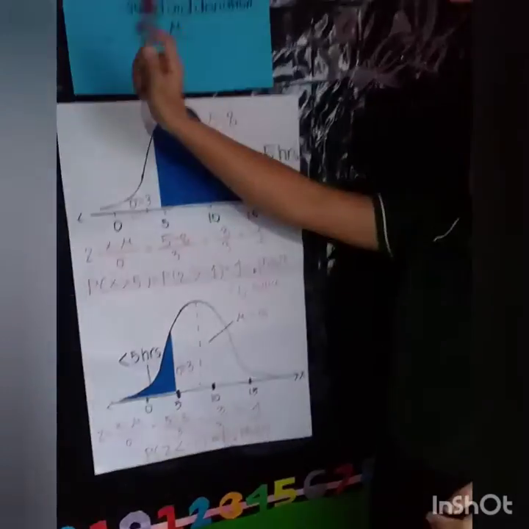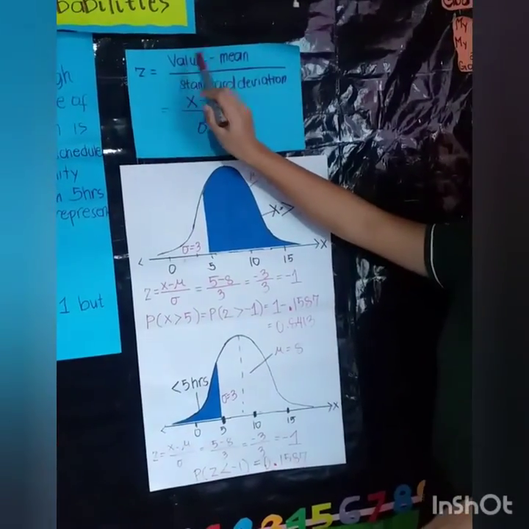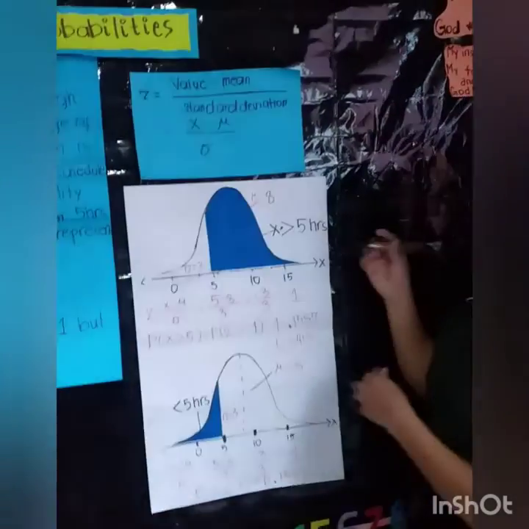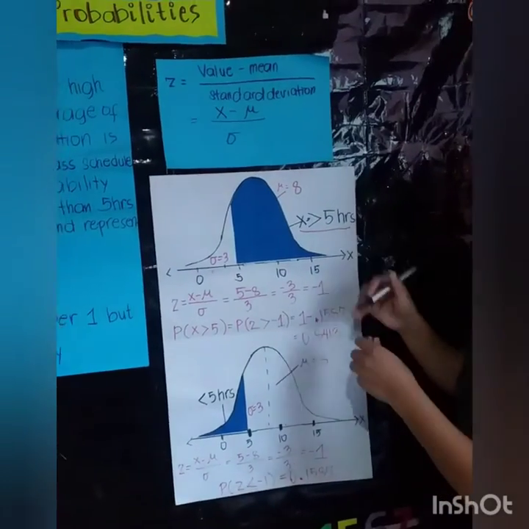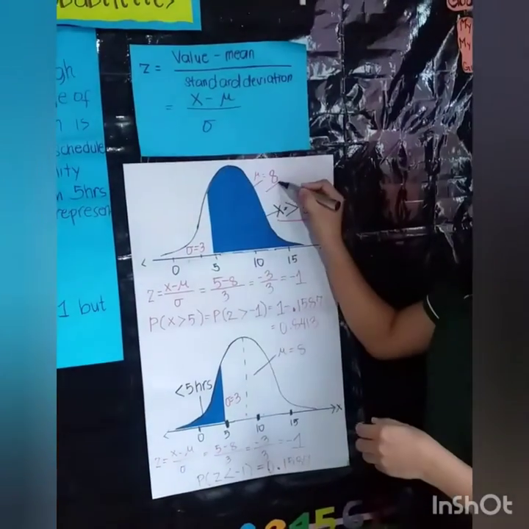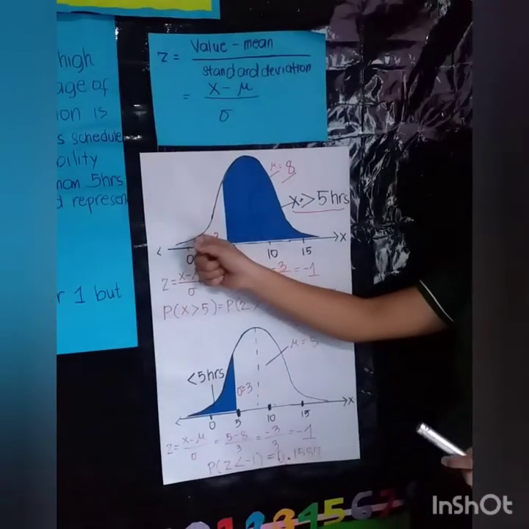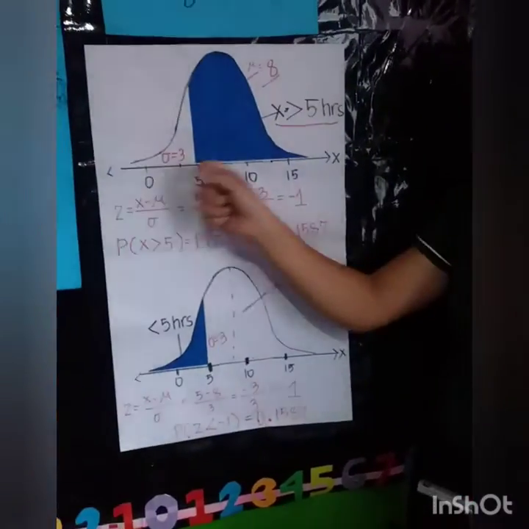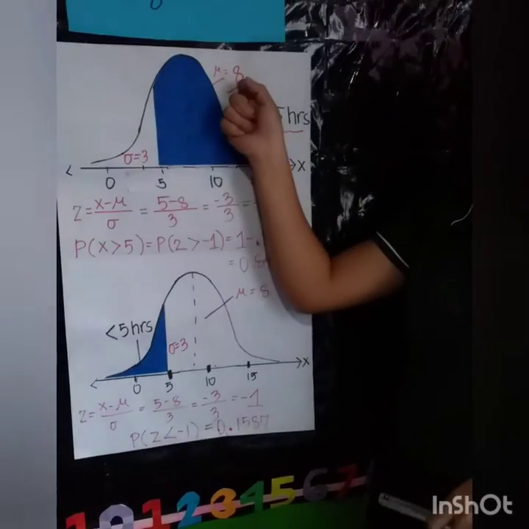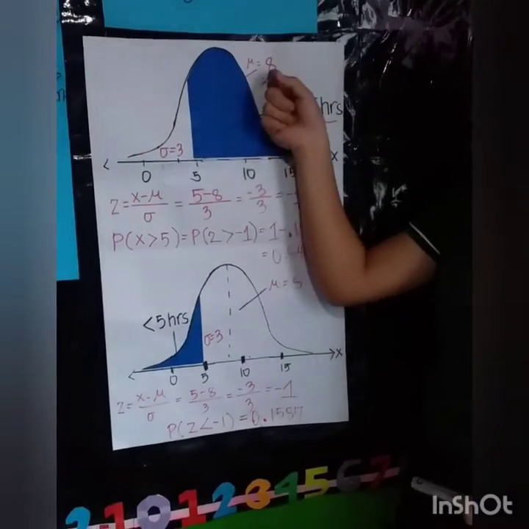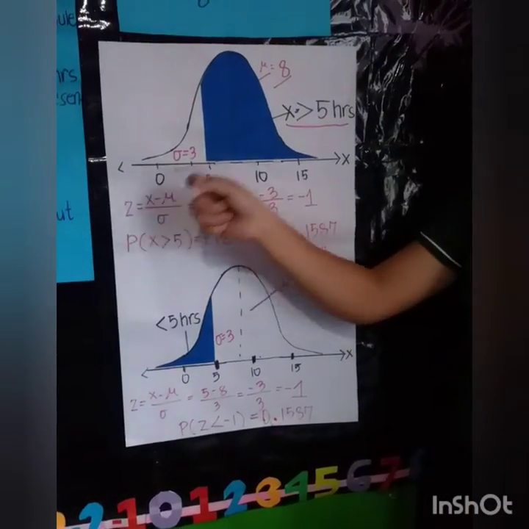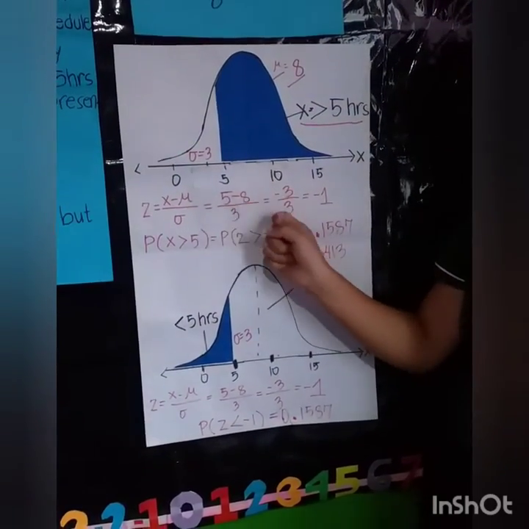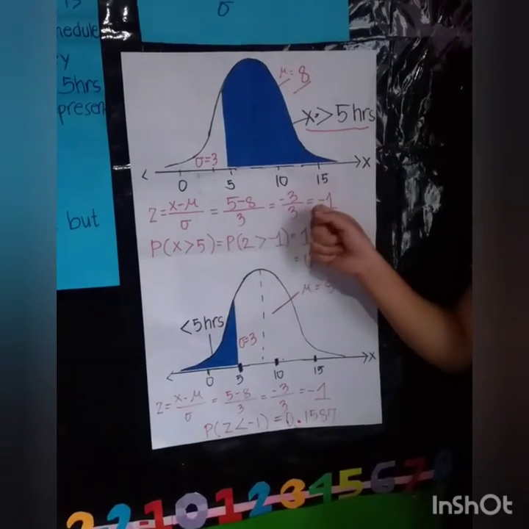We will use the formula z equals the value minus our mean over the standard deviation. Our x is more than 5 hours, our mean is 8 and our standard deviation is 3. So we substitute: z equals x, which is 5, minus mu, which is 8, over the standard deviation, 3. So 5 minus 8 is negative 3 over 3. Negative 3 divided by 3 is equal to negative 1.